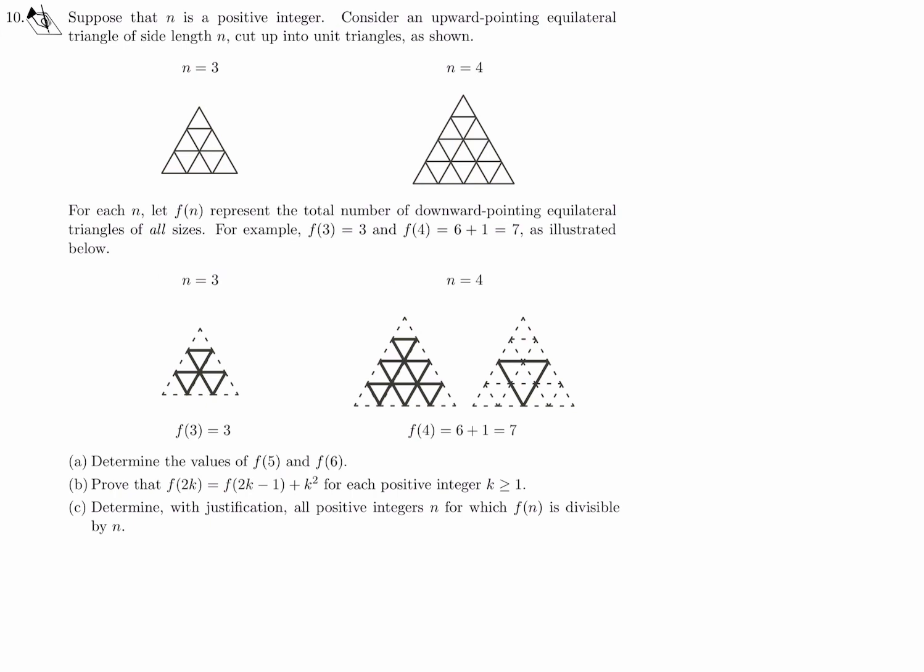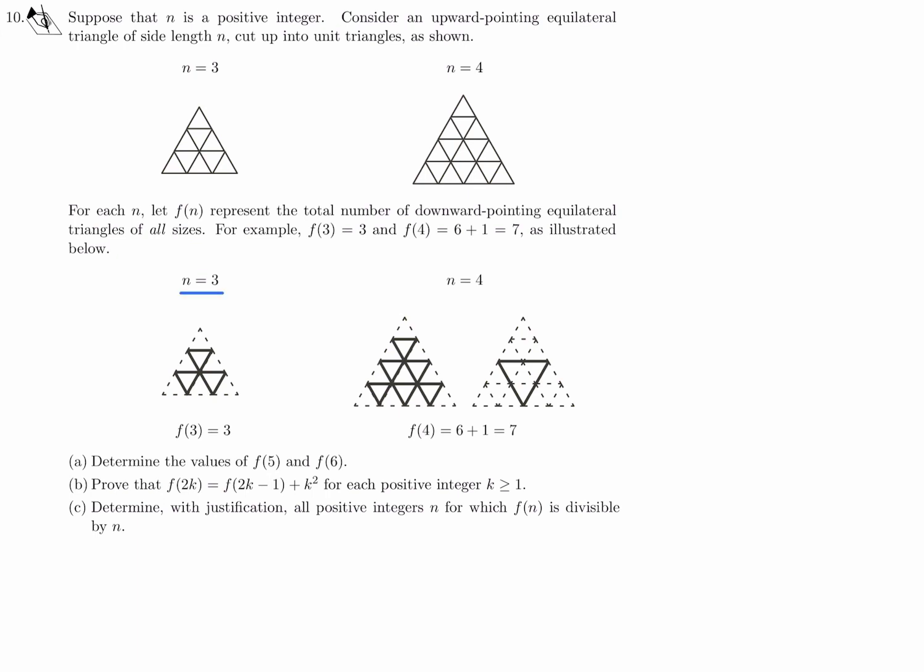So this is an interesting question. The first thing, of course, is to understand what it is that they're talking about, and then we'll try to find f at 5 and f at 6. So here's an equilateral triangle, and it's upward pointing, which is self-explanatory. And then what they say is they want you to count the number of downward pointing equilateral triangles of all sizes. And they help us out, which is good, by giving us two small examples.